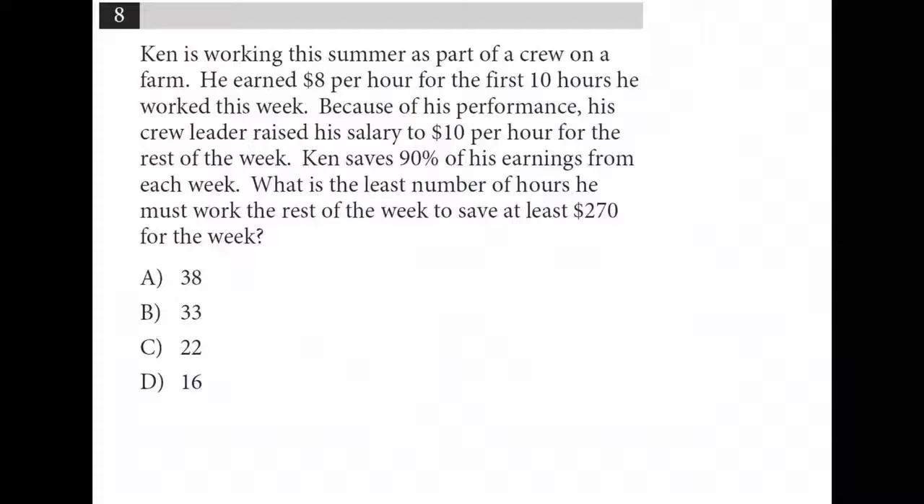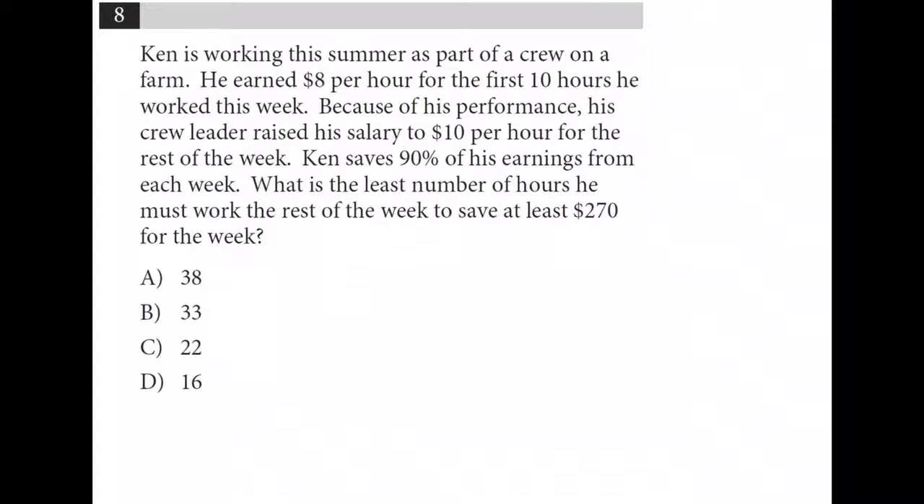C. Number 8. Ken is working this summer as part of a crew on a farm. He earned $8 per hour for the first 10 hours he worked this week. Because of his performance, his crew leader raised his salary to $10 per hour for the rest of the week. Ken saves 90% of his earnings from each week. What is the least number of hours he must work the rest of the week to save at least $270 for the week?